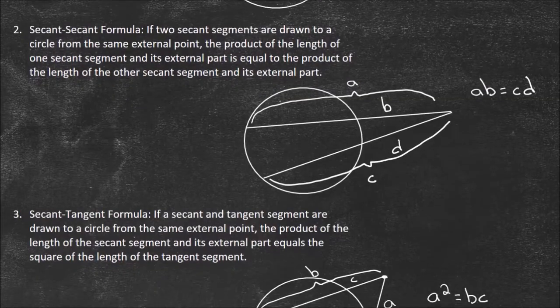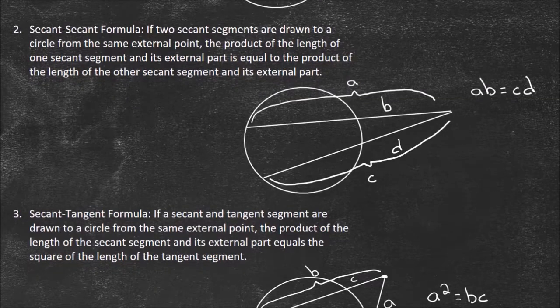Now we have something called the secant formula. And this says that if 2 secant segments, remember secants are lines that go through 2 points, are drawn to a circle at the same external point, so that means they meet at the same point right here. So that is the same external point. The product of the length of one secant segment and its external part is equal to the product of the length of the other secant segment and its external part.